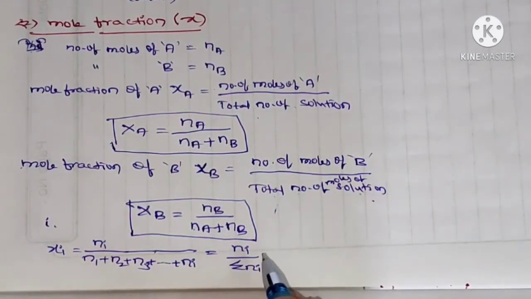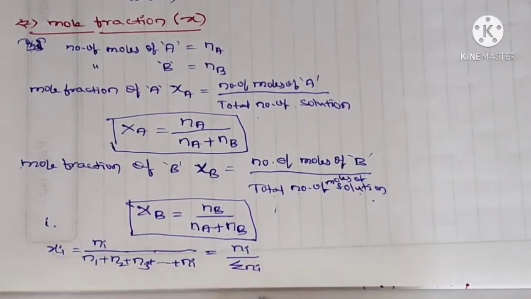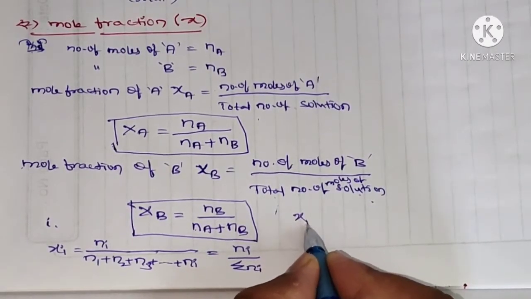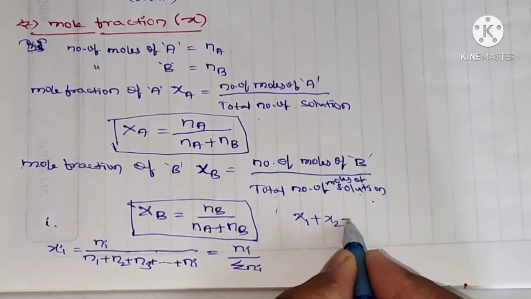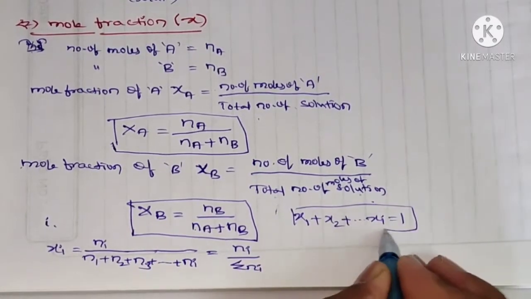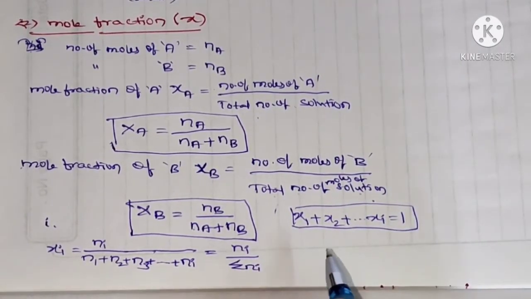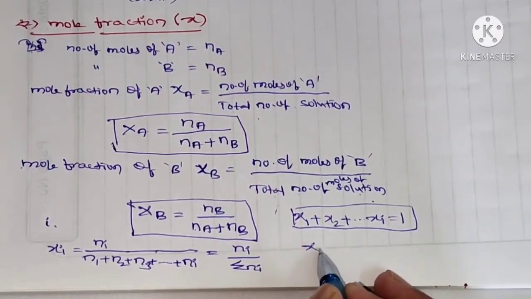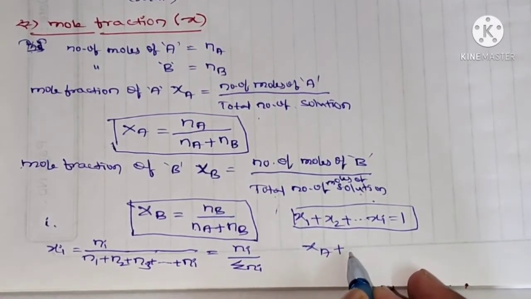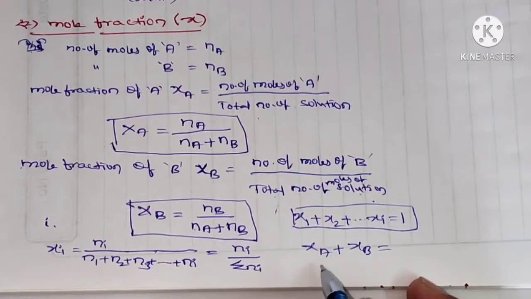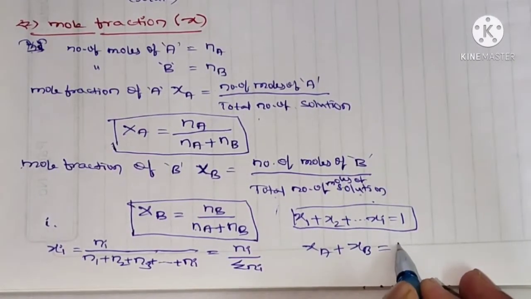In a given solution, the sum of all the mole fractions is unity. That means x1 plus x2 and so on up to xi is equal to 1. For example, if there are two components in the solution, A component mole fraction xa plus B component mole fraction xb, the sum of the two components' mole fractions is equal to 1.